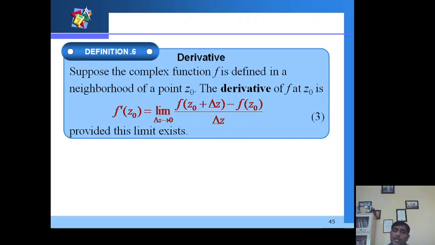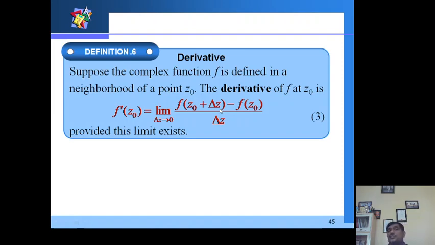Now we will discuss the derivative or differentiability of a function. Suppose a complex function f is defined in a neighborhood of a point z0. The derivative of f at z0 is denoted by f dash z0, and is equal to the limit as delta z tends to 0 of f of z0 plus delta z minus f of z0, divided by delta z. If the limit exists, then only the derivative of the function exists.